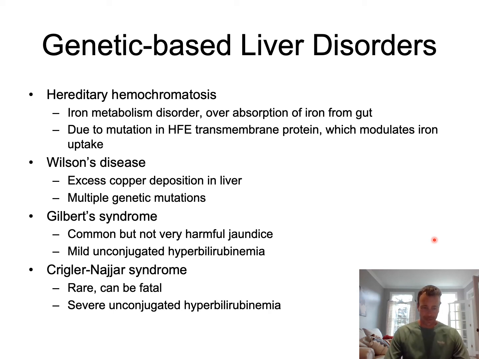Another disease called Crigler-Najjar syndrome is rare, but it can be fatal. This is due to severe unconjugated hyperbilirubin.